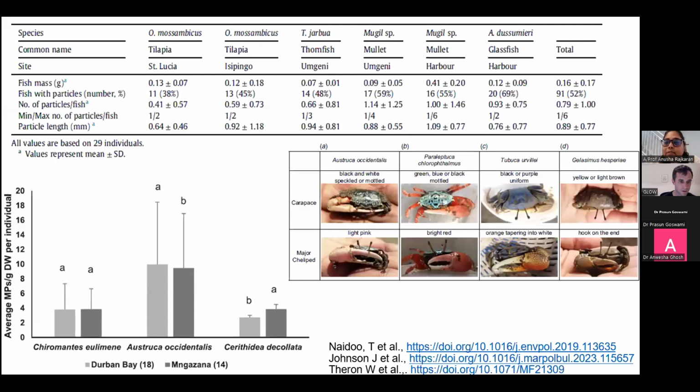And of course, we would then have to look into what the population level effects of these pollutants are, especially on animals such as the fiddler crabs, which are the ecosystem engineers within the mangrove forests.